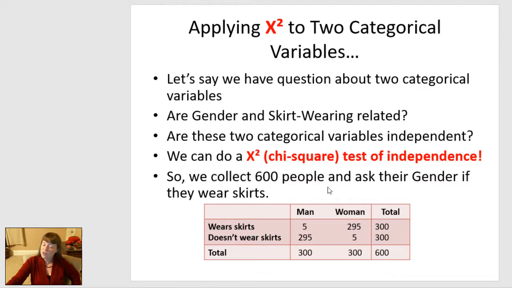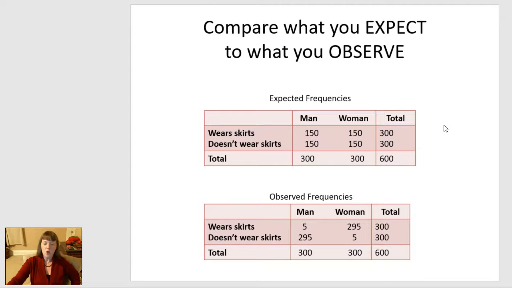And this is everything you need to know about this contingency table that we're going to use to do the inferential test statistic, the chi-square test of independence, where we ask, is gender related to skirt wearing? And once again, we're going to compare what you would expect to see in the null hypothesis and what you actually observe in your data, which you're hoping will support the alternative or research hypothesis.